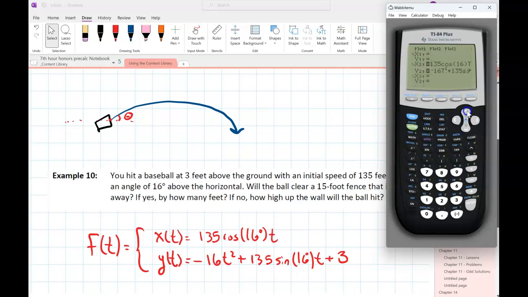So horizontally, where is the fence located? 300 feet away. That's constant, right? How high is the fence? 15 feet. But I also need the fence. If I just do 315, that's just going to graph a single point. I need it to graph all the points between 0 and 15. So what I'm going to do is have this graph 15t divided by the t maximum.